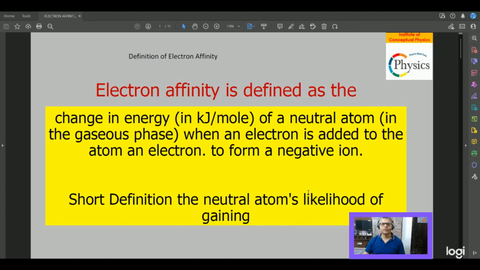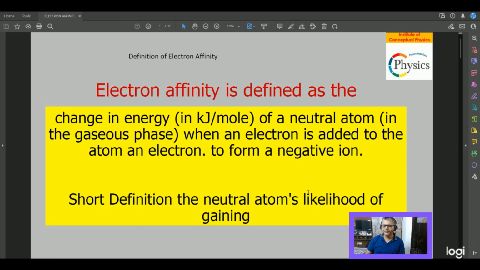Thank you very much. Morning. So today we will study the topic of electron affinity. It is a very important chapter of class 11 periodic properties from where it is taken. So let's discuss electron affinity, and we will start with the first thing, which is the definition itself.